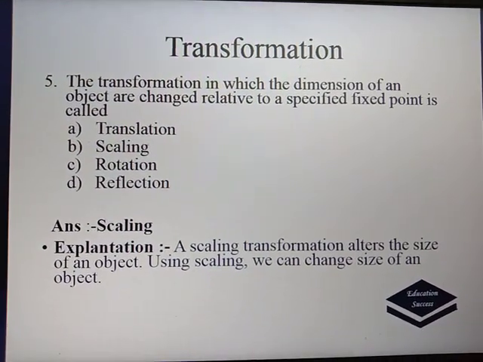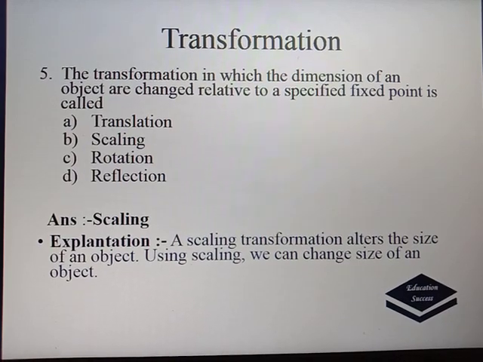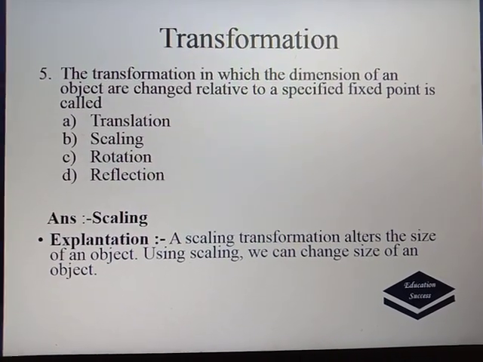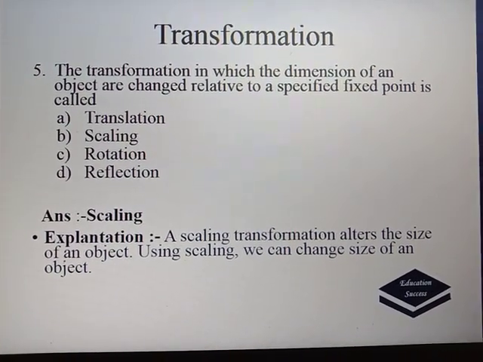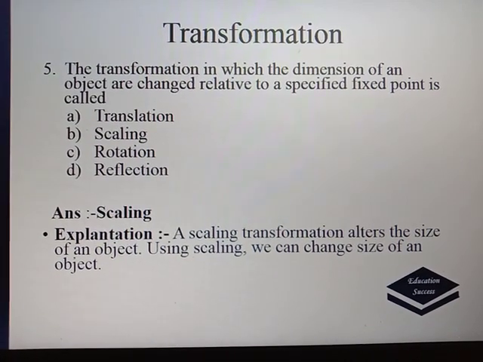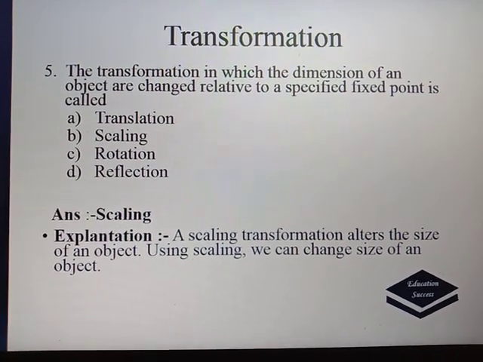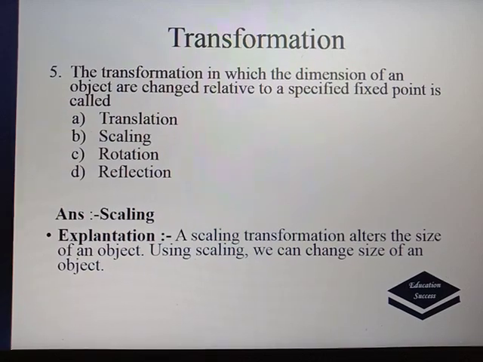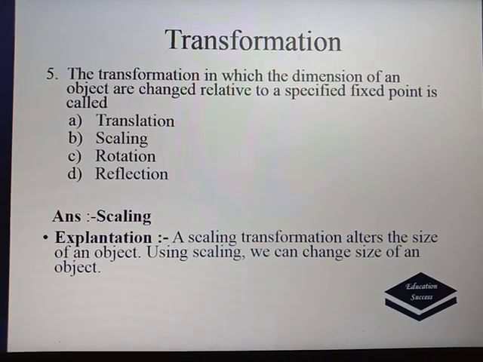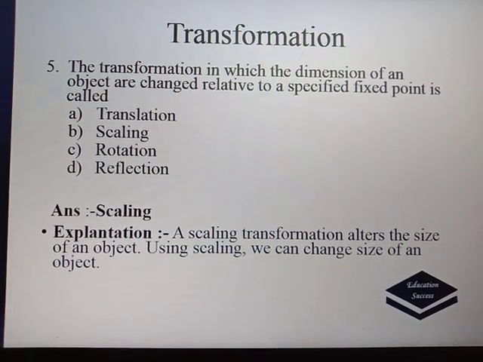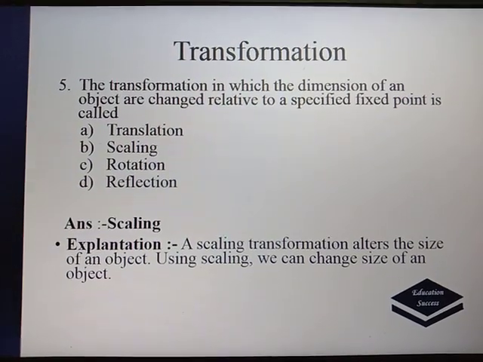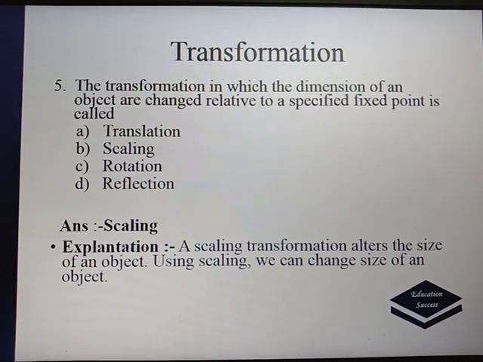Next question: the transformation in which the dimensions of an object are changed relative to a specified fixed point is called translation, scaling, rotation, reflection. Here the correct answer is scaling. Scaling is a transformation which alters the size of an object. Using scaling, we can change the size of an object.